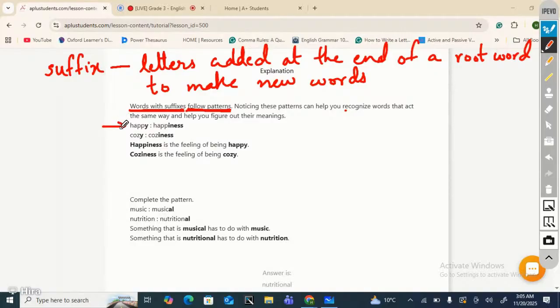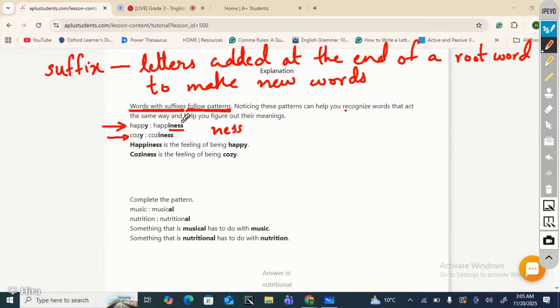And look at this pair, this analogy: happy, happiness, because happiness is the feeling of being happy. So this is a word pattern analogy. Happiness is the feeling of being happy. If you look at the second pair, cozy, coziness. Coziness is the feeling of being cozy. So look at the suffix, ness.